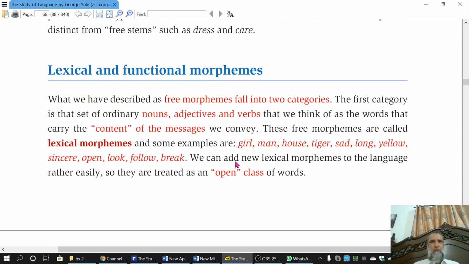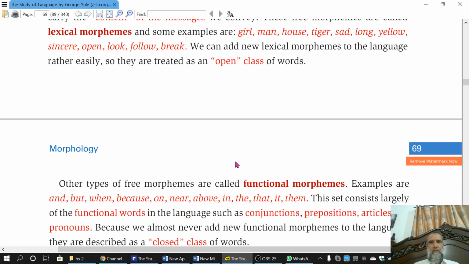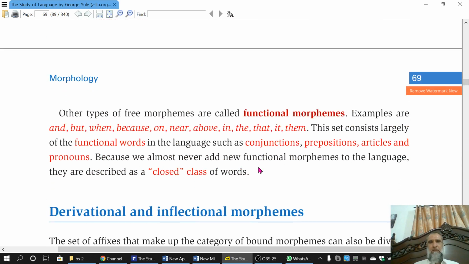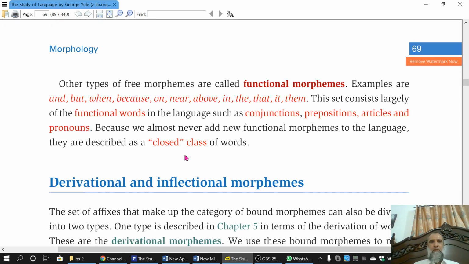The other type of free morphemes are the functional morphemes. These are those morphemes which perform some grammatical function. For example, and performs the grammatical function of joining two words, two sentences and phrases. The same is the case with but, when, because, on, near, above, in, the, that, it and them. These are called functional words, and they belong to the closed class because the conjunctions, prepositions, articles and pronouns are fixed. They have a definite number and new words are not added to them.